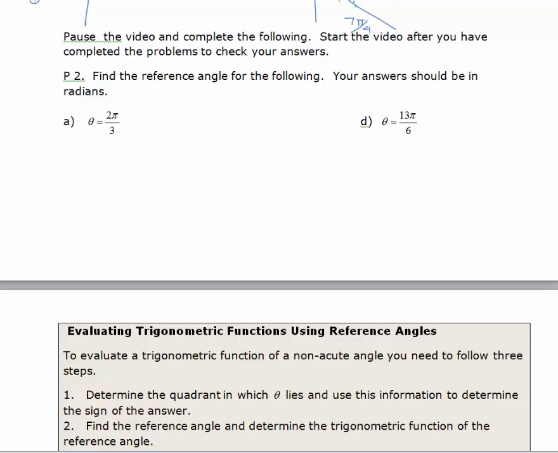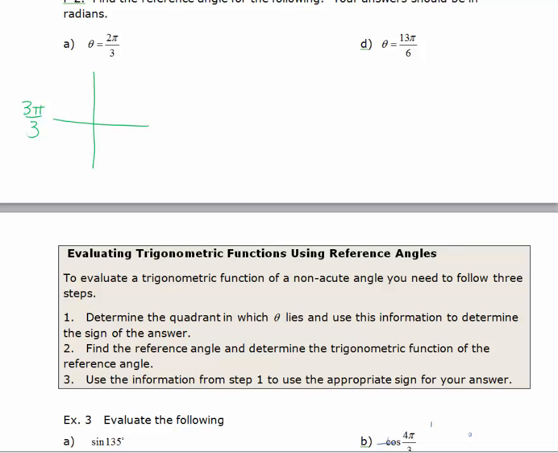Alright, we want to find the reference angle for 2 pi over 3. I'm going to draw the angle 2 pi over 3 using pi as 3 pi over 3, and 2 pi would be the equivalent of 6 pi over 3, and this can kind of help me figure out where this angle is going to go. So I know I'm going to be short of 3 pi over 3, or short of pi. This is going to bring me into the second quadrant. So this angle would be my 2 pi over 3.